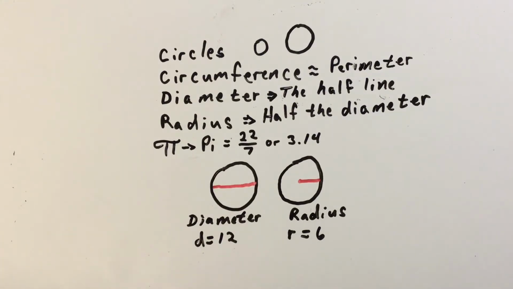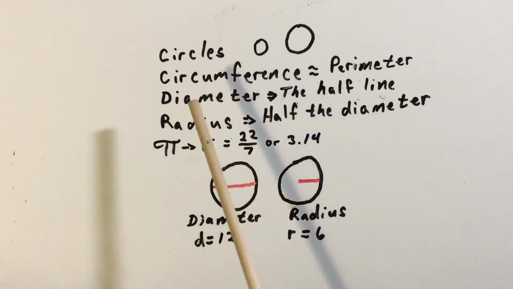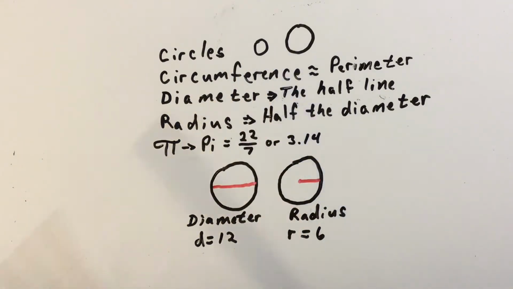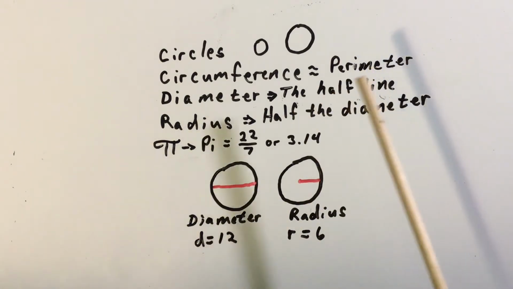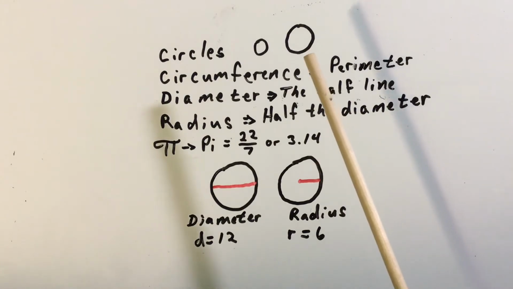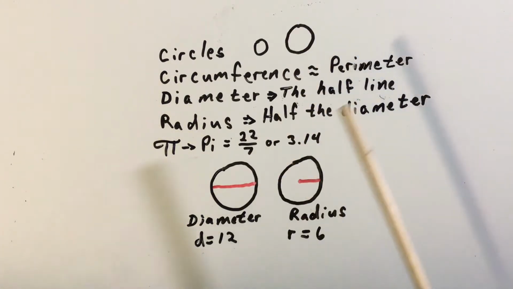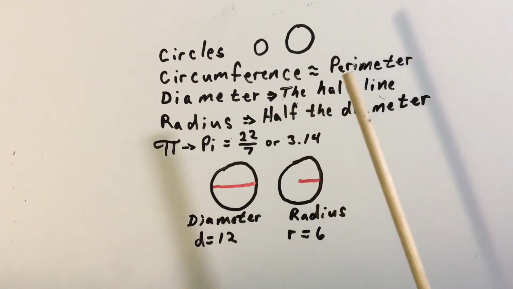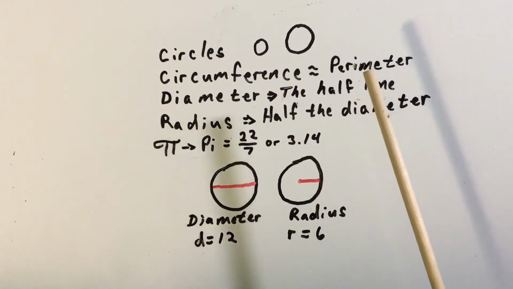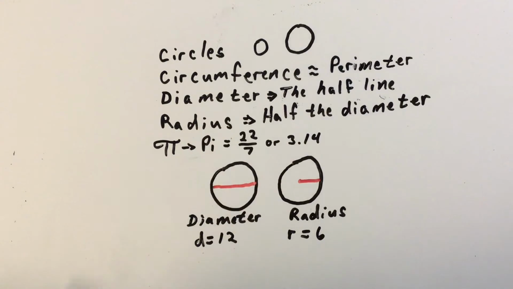And some of the things that we're going to be looking at about circles is circumference. We're going to try to figure out what the circumference of a circle is. And circumference is kind of like perimeter, right? We're going to find out how much the measure of the line that forms the circle measures. We call that perimeter in other shapes. When it comes to circles, we call that circumference.